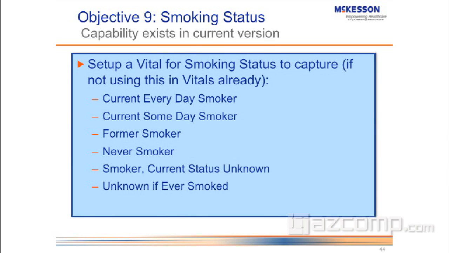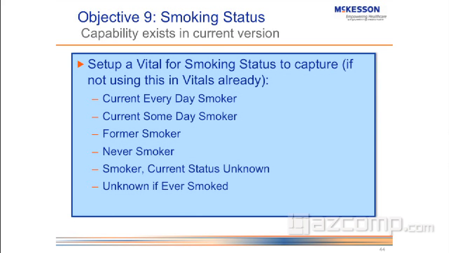These are the statuses that they are looking for in the smoking status. So these are different than what come default with the system. Once again, if you upgrade to 9.5 or if you're a new customer, you'll get this automatically. If you want to do it right now, just so that you get that data in your system, I'll show you guys how to do that.